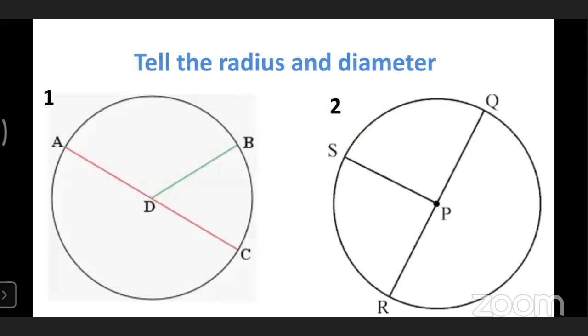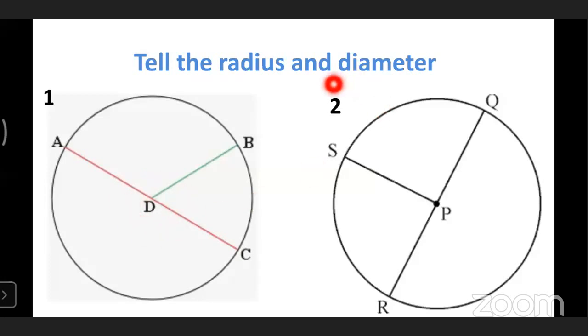Now tell the radius and diameter from figure number 1. Tell me the radius. BD is the radius, and the diameter is AC. Very good. And the center is D.